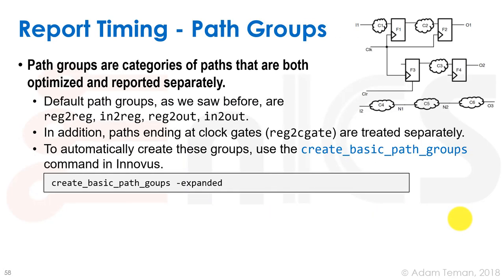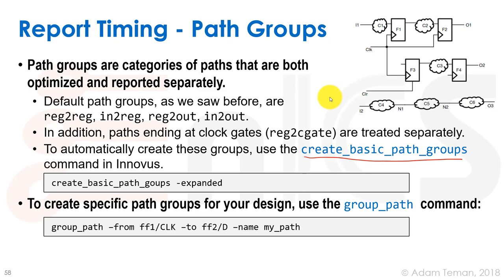Another thing that we have is path groups. So remember, we had this in reg to reg, into reg, reg to out, and so forth. We can also have paths that end at clock gates, which could be called reg to clock gate, and treat them separately. If we use this command, create basic path groups, it will actually go and create path groups for all of these different types, and then report them separately and optimize them separately.